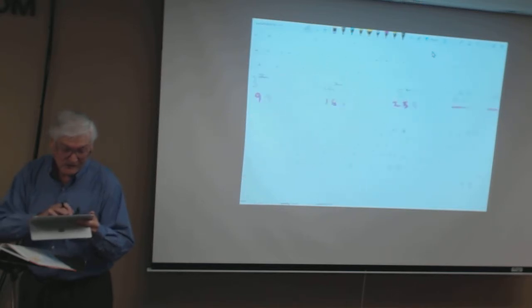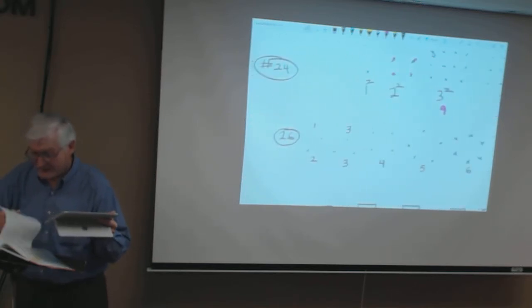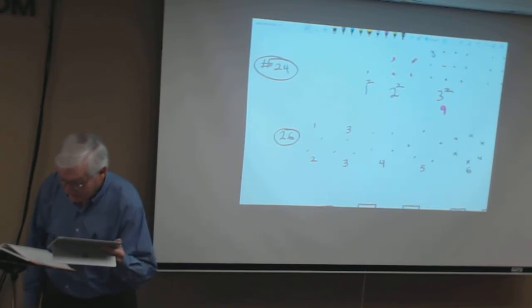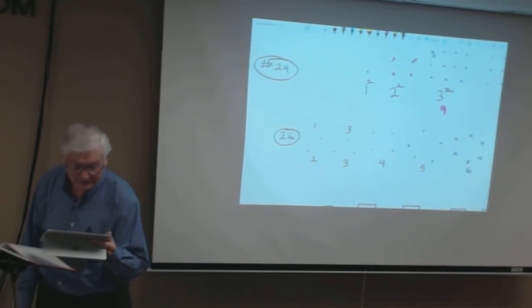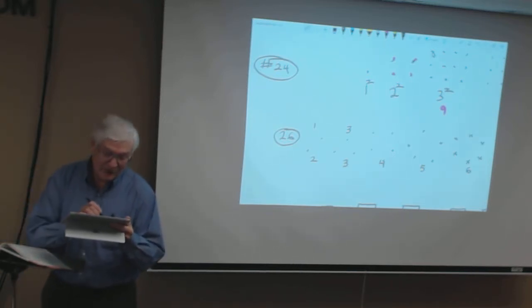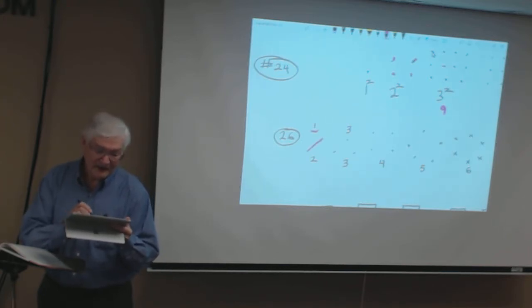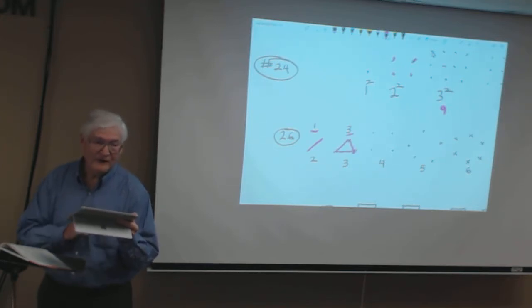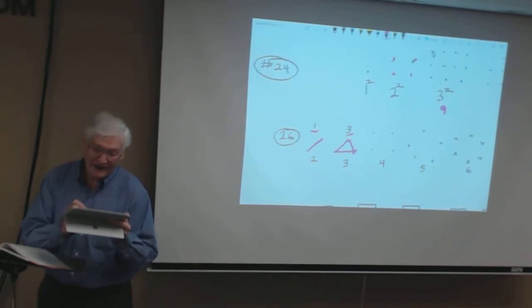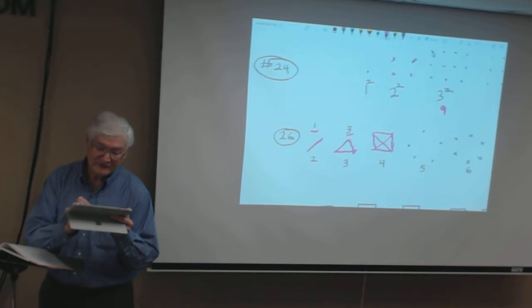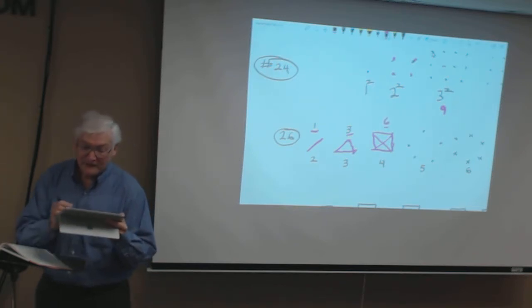Number 26. The figure below shows the numbers of line segments that can be drawn between 2 points. So here's 2 points, and how many lines can I draw? 1. Here's 3 points, and how many lines can I draw? 3. You follow me? Here's 4 points. How many lines can I draw? 1, 2, 3, 4, 5, 6. 6. Everybody see that? Here's 5 points.